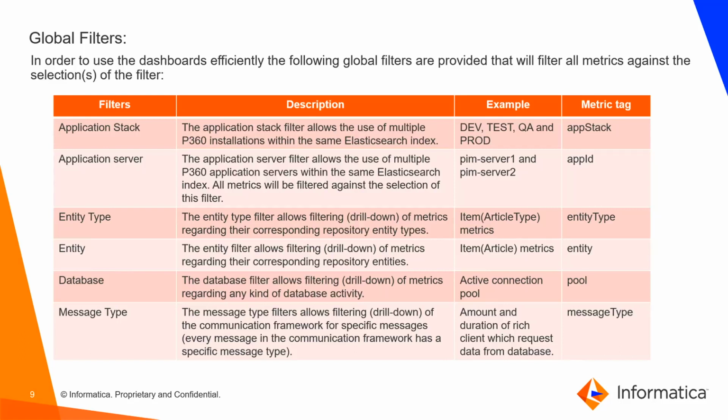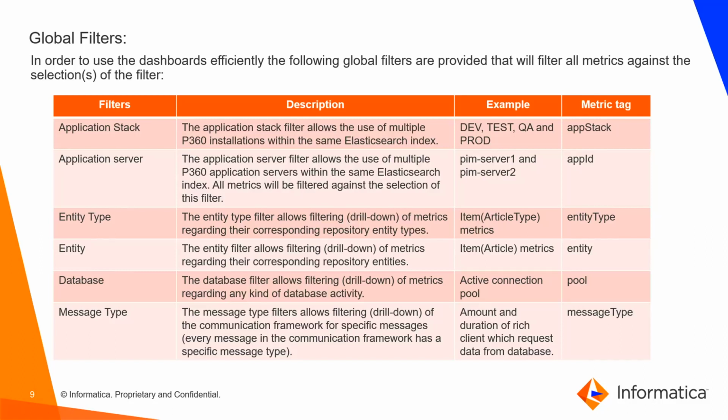The entity type filter allows filtering the metrics regarding their corresponding repository entity type, that is article type entities, and the metric tag used is entity type. The entity filter allows filtering the metrics regarding their corresponding repository entities, for example article metrics, and the metric tag used is entity.